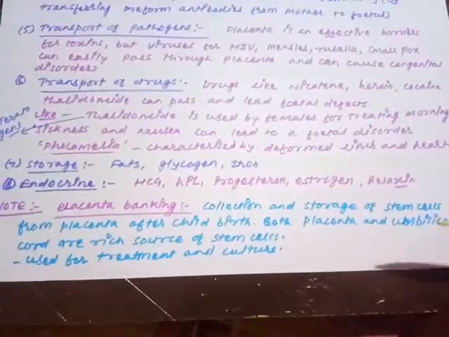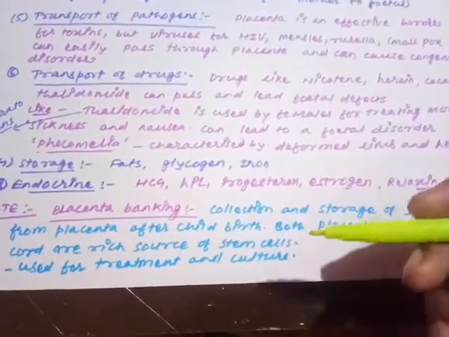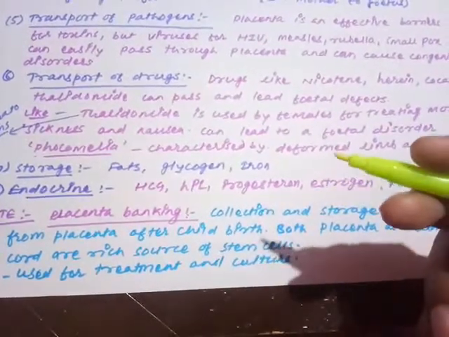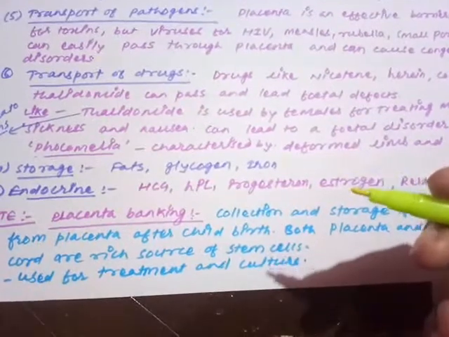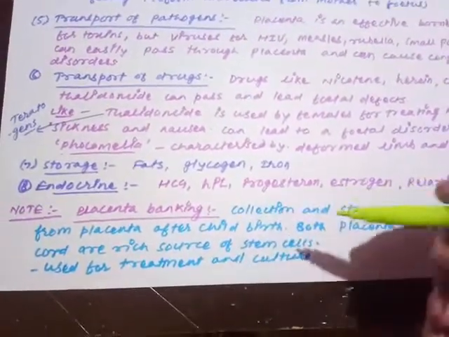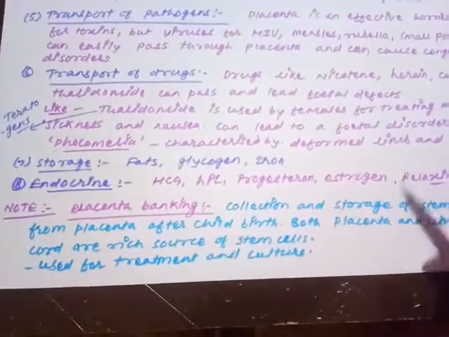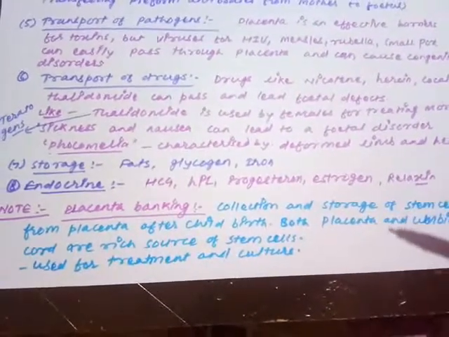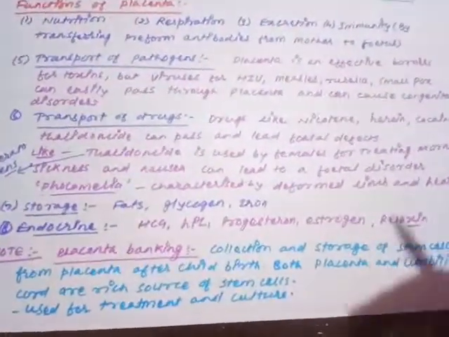And for stem cells, the placenta and the umbilical cord can be used together, both structures, because both are rich resources of stem cells. The collection of these stem cells is done for the purpose that they can be useful for the treatment of further congenital disorders and the culture processes also. So remember, placenta banking is the collection of the stem cells, not the placenta, the stem cells present in the placenta as well as in the umbilical cord. So this is all about the placenta.